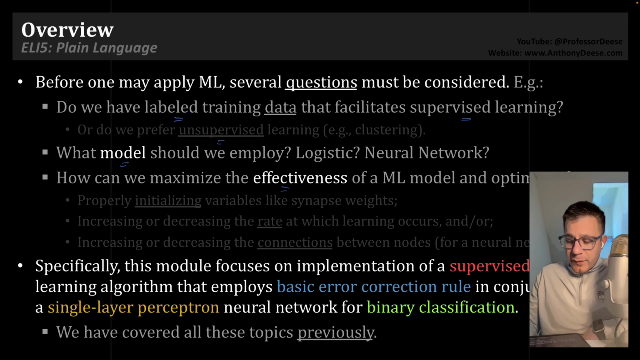How can we maximize the effectiveness of the machine learning model and optimizer by properly initializing variables like the synapse weights, by increasing or decreasing the rate at which learning occurs, and or increasing or decreasing the connections between nodes? And this again obviously would only apply to a neural network. Specifically, this module focuses on implementation of a supervised machine learning algorithm that employs a basic error correction rule in conjunction with a single layer perceptron neural network for binary classification. Now, it may seem like I just threw a whole bunch of terms at you. However, each one of these terms is one that we discussed in a previous module.